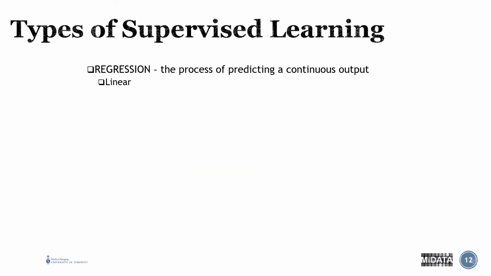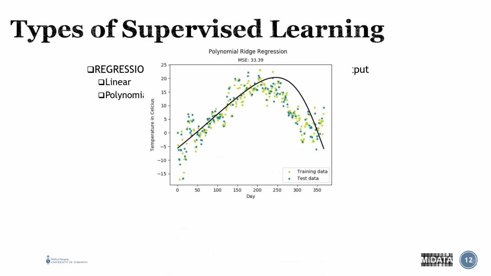What if it is not a linear fit? Then you are going to move towards what's called a polynomial regression, which can take on various different shapes. In this case, for instance, it's a polynomial ridge regression, which is more common if you're going to have a multi-dimensional problem, right?